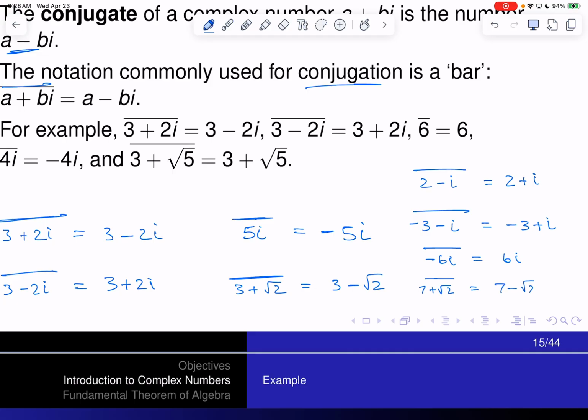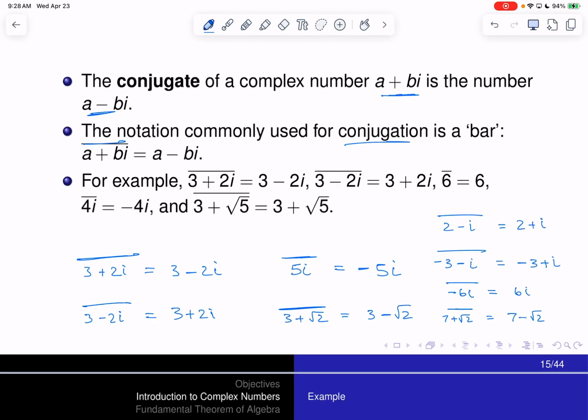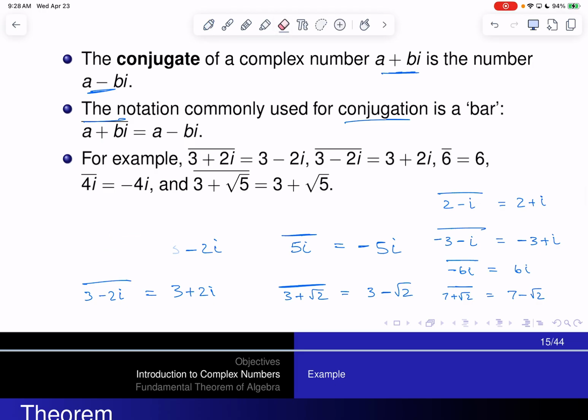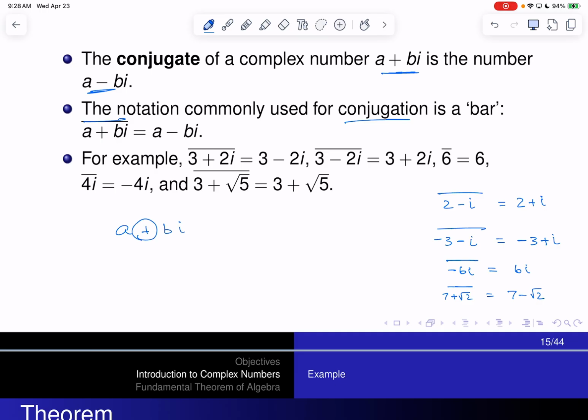If I put bar 7 plus root 2, what does that mean? 7 minus root 2. Now I'm going to throw a trick question at you. What's the only part we change in the complex number? The sign in the middle. So it's really the imaginary part that gets switched. So what if I only give you the real part? You don't change anything. Because it's really like 6 plus 0i, so it'd be 6 minus 0i. If there's no i, do you need to put it?